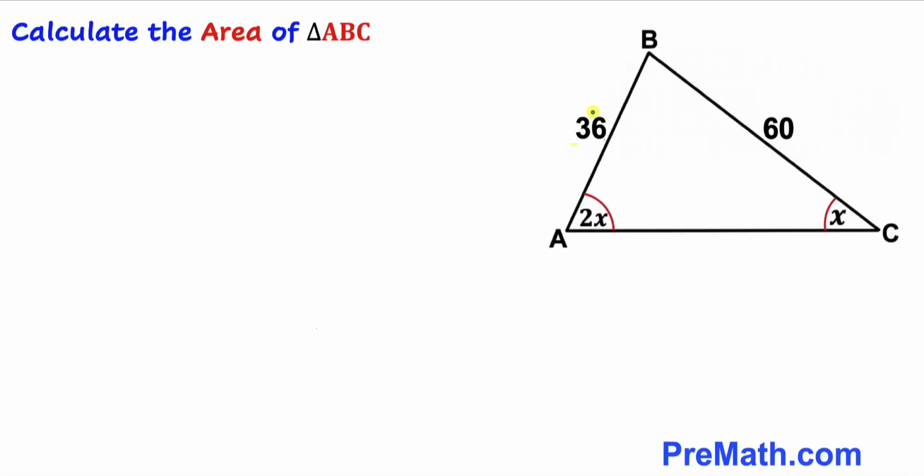In this video, we have this triangle ABC, as you can see in this diagram, such that two of its side lengths are 36 and 60 units respectively, and moreover this angle is x, this angle is 2x, and now we are going to calculate the area of this triangle ABC.